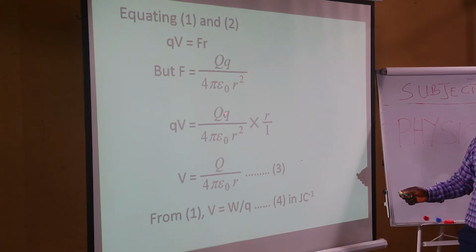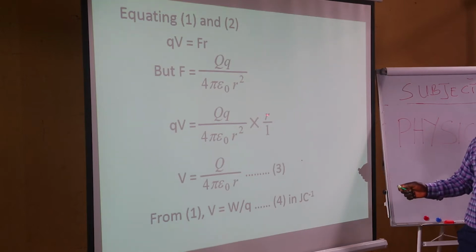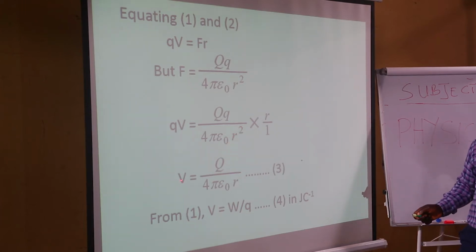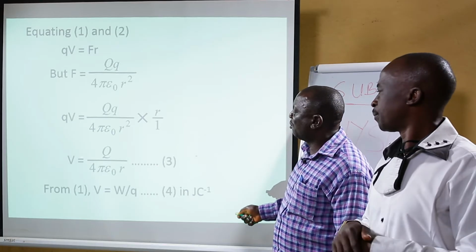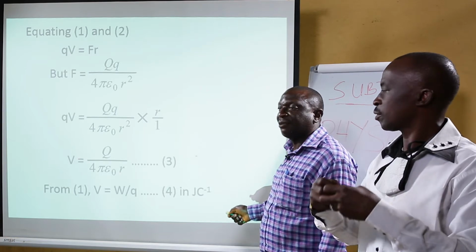Now, the small q on the right hand side will cancel small q on the left hand side. And small r here will cancel one r here, and one r will be remaining. So we'll have V equals capital Q over 4 pi epsilon naught r. And that gives us equation 3. This is the equation for our electric potential.